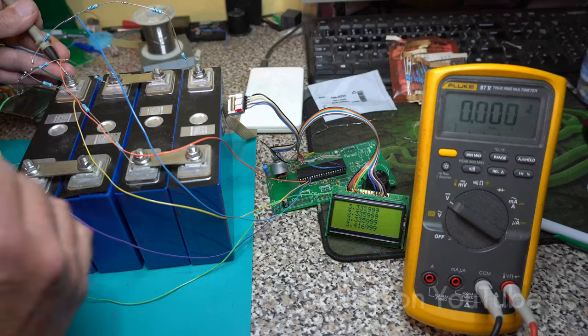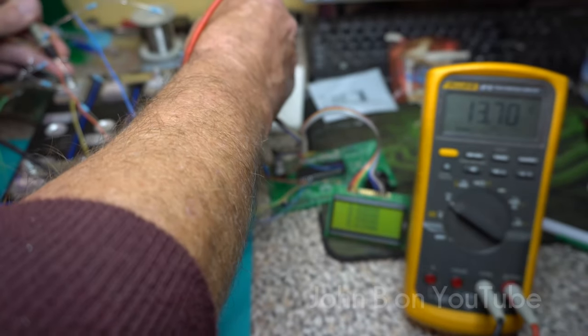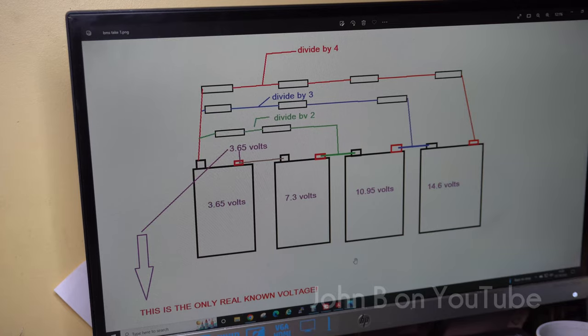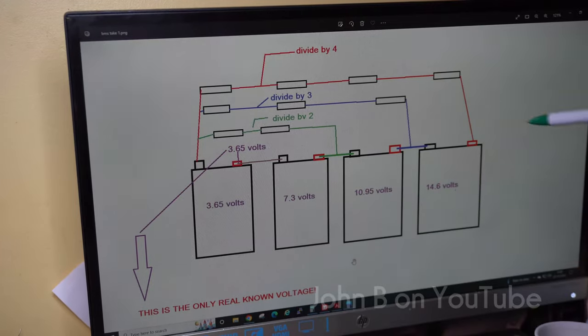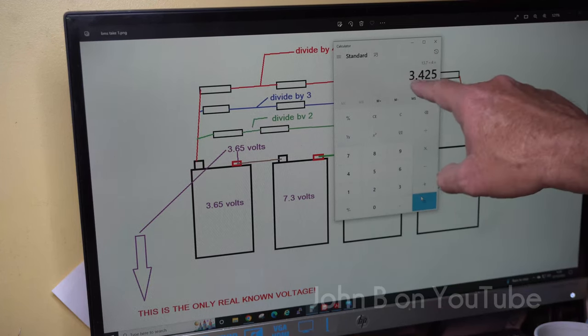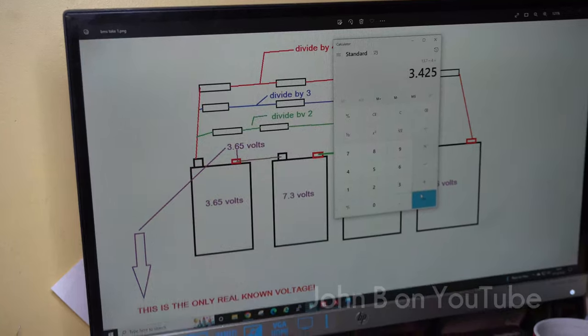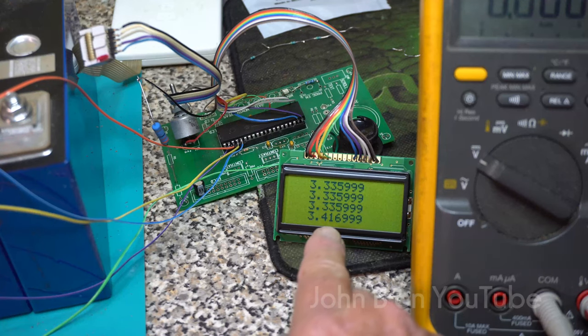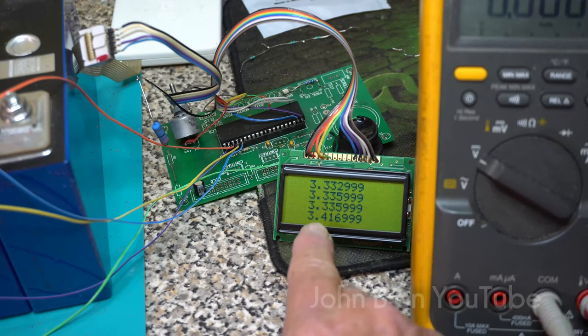So across all 4 cells, 13.7 volts. Here's a picture of the batteries on the computer. So across all 4 cells, 13.7 volts. Windows calculator, 13.7 divided by 4 equals 3.425. And I have 3.41. Was it? Yeah, 3.42. So that's actually pretty accurate.